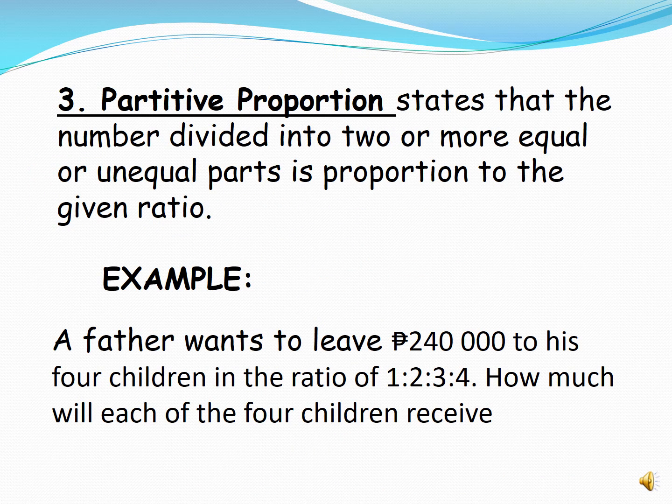Number 3. Partitive proportion states that the number divided into 2 or more equal or unequal parts is proportion to the given ratio. Example, a father wants to leave 240,000 pesos to his 4 children in the ratio of 1:2:3:4. How much will each of the 4 children receive?